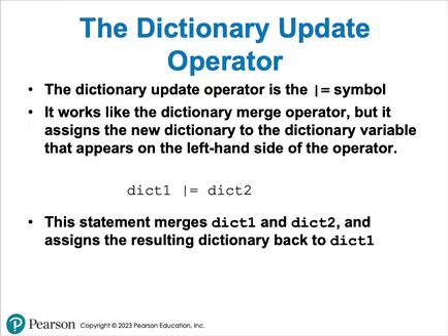You can update dictionaries with the pipe equal symbol or operator. What this does is it works like the merge operator, but it is going to put that merging into the dictionary. So this is really just an augmented operator, which is equivalent to Dictionary 1 equals Dictionary 1 vertical bar Dictionary 2.